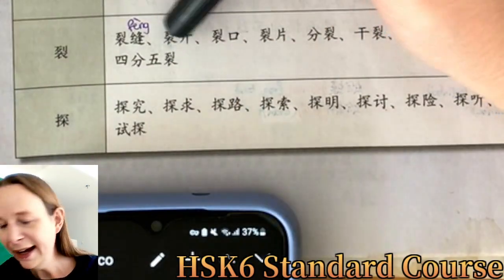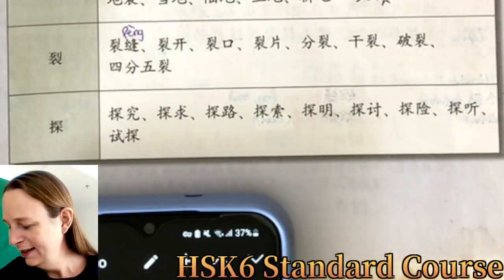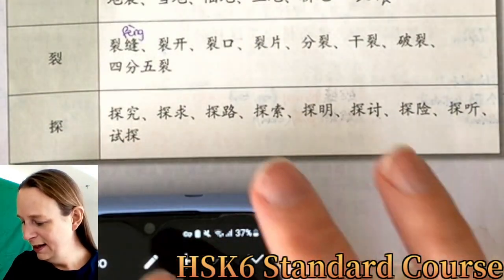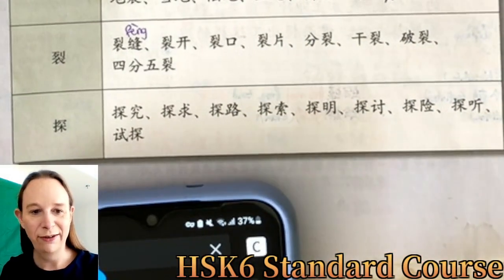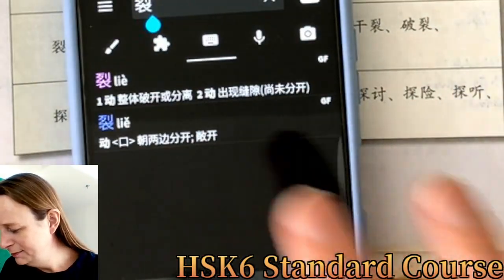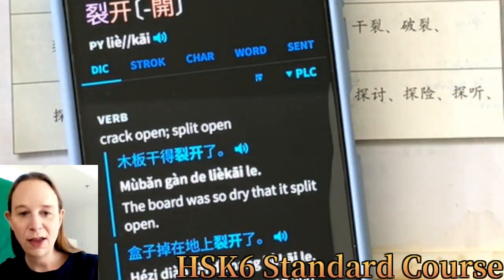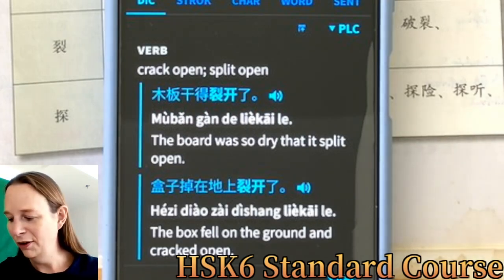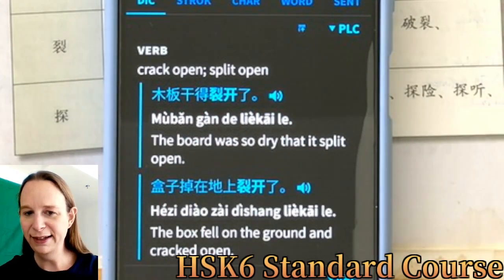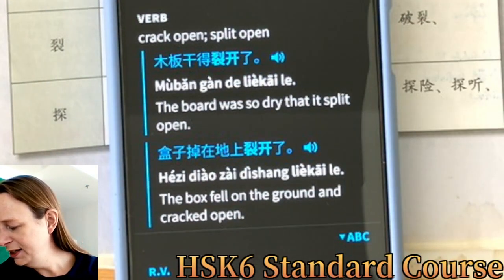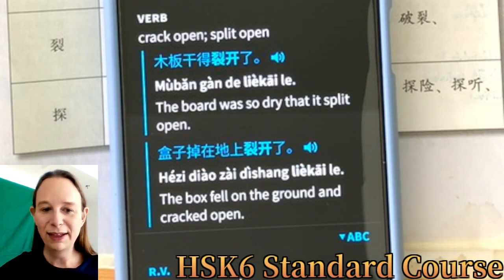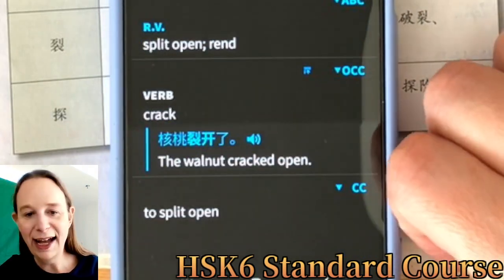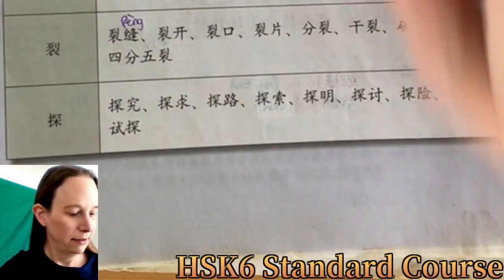Okay. 裂开. Yeah, so 裂 meaning, I don't know, crack or gap, split. So 裂开, split open. What things can be 裂开? I don't know, an egg, maybe? 裂开. Okay, 木板干的裂开了. So when the wooden planks dry, they start to split. 盒子掉了地上裂开了. So when the box dropped on the ground, it split open, cracked open. 核桃裂开了. Yeah, a walnut. 核桃裂开了.